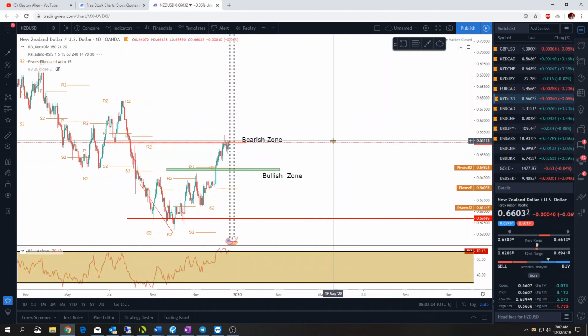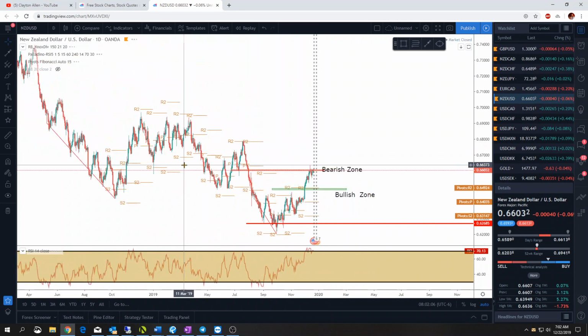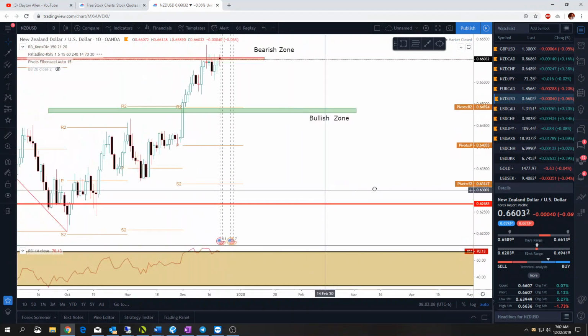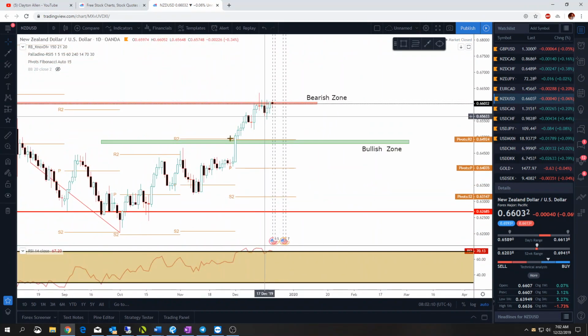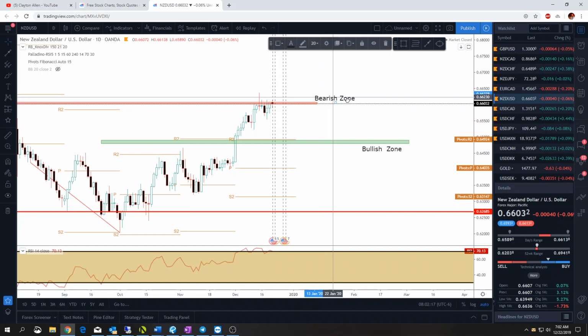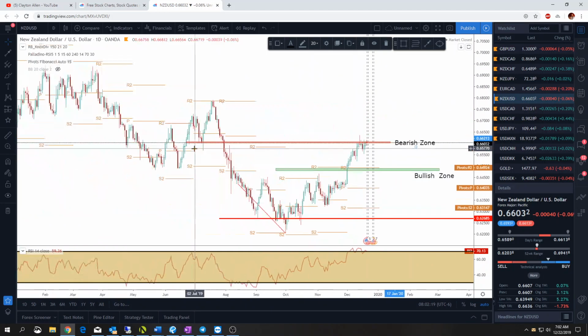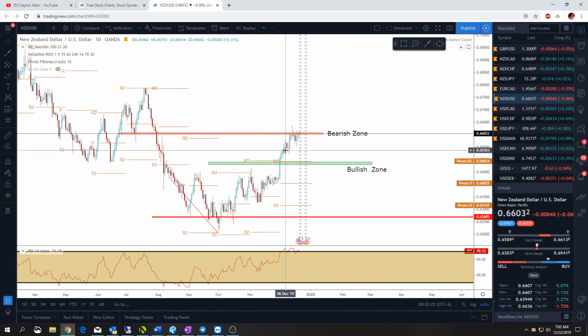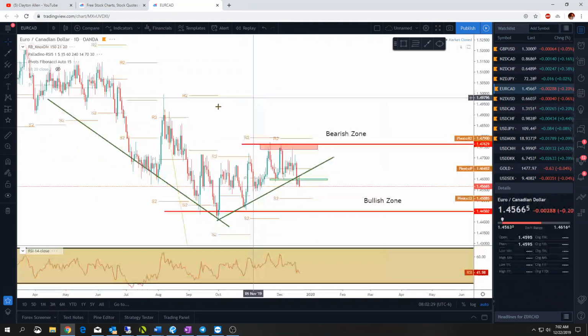All right, New Zealand dollar, US dollar. This has been on a rip-roaring bullish run. I see price slowing down. I see momentum slowing down. And we're forming some bearish confirmation up here. So I like this pair bearish again this week. But we've got to see a smaller time frame confirmation, which we will be looking for.